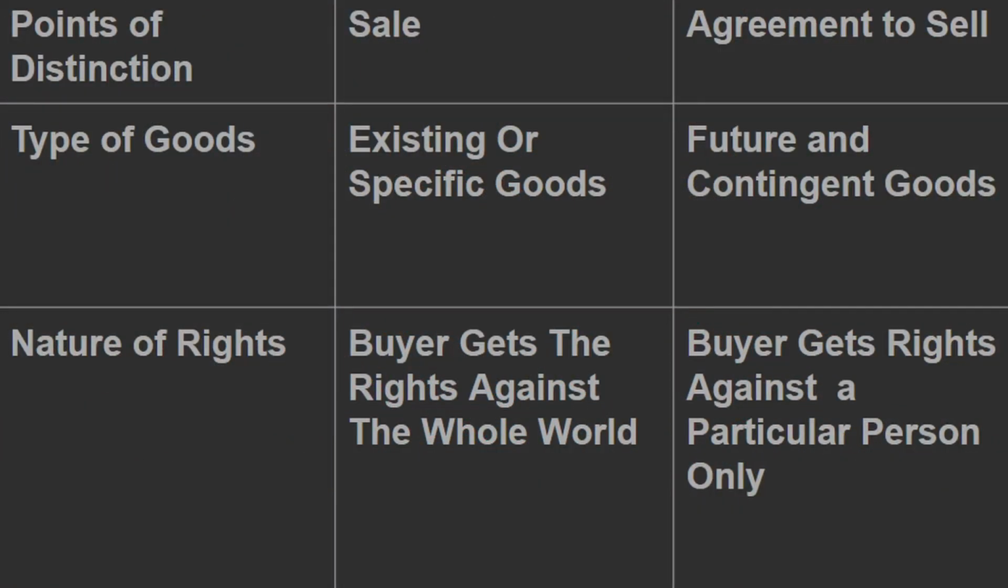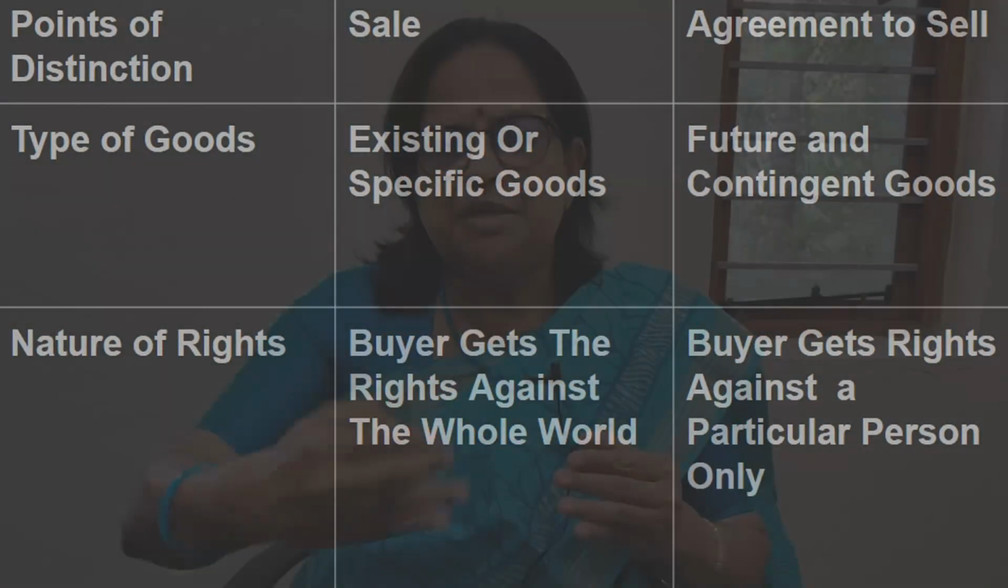Next is nature of rights. In the case of sale, the buyer gets the rights against the whole world because in sale, ownership is transferred from seller to buyer. After sale, the buyer is the owner. He is getting the ownership against the whole world. In agreement to sell, the buyer gets rights against a particular person only. If you have made a part payment for a consumer durable, then the buyer gets the rights only against the seller, not against the whole world. So that is the nature of rights regarding sale and agreement to sell.